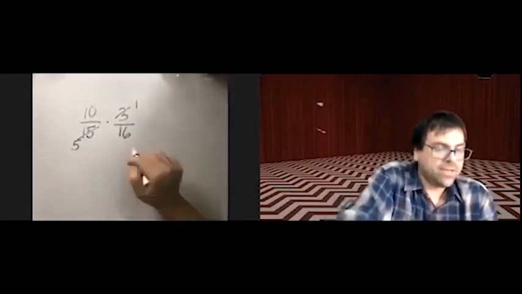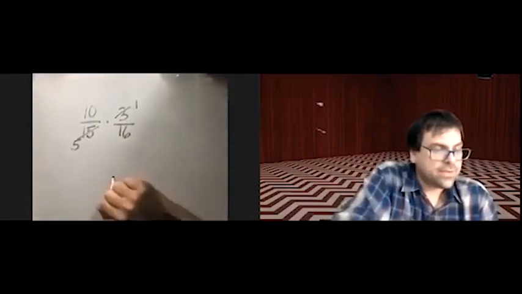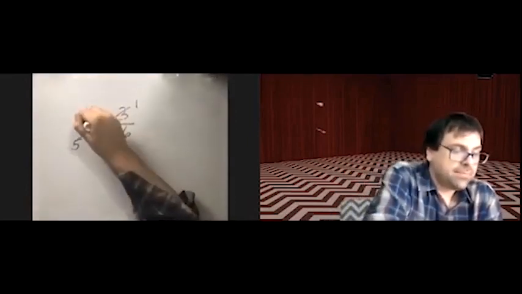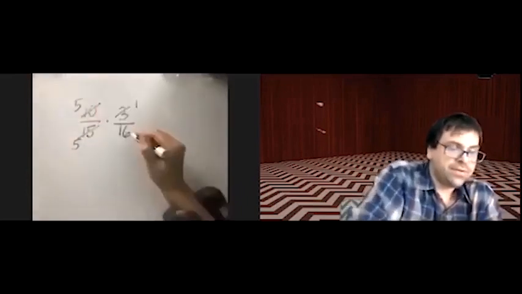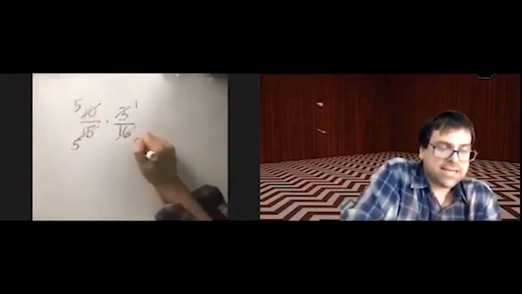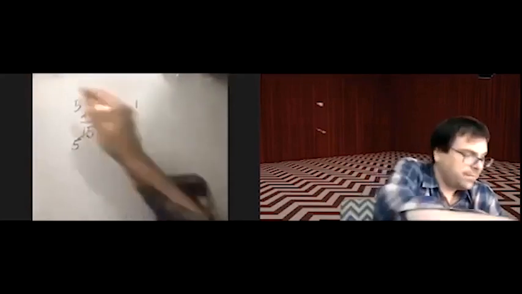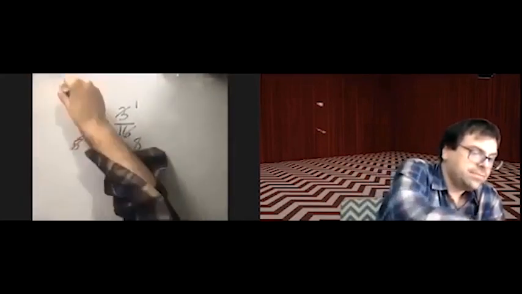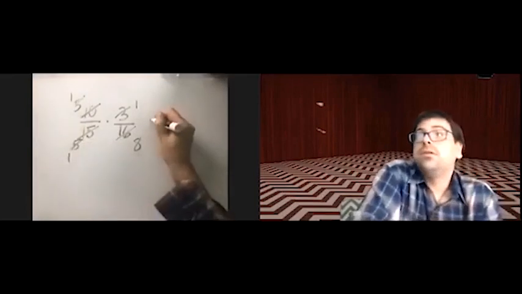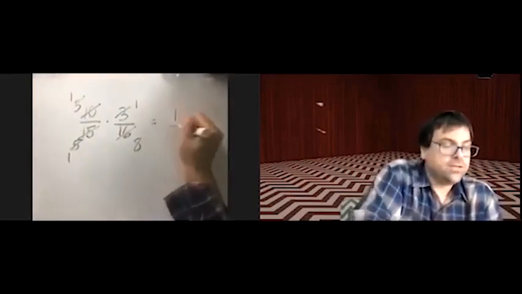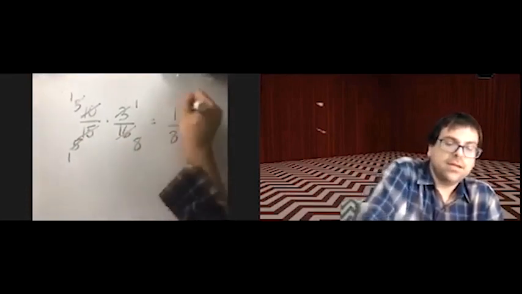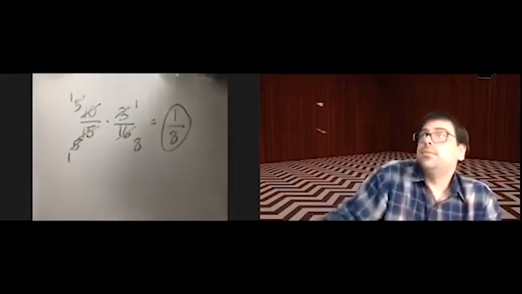We can do the 10 with either of these. 10 divided by, let's do 2. 10 divided by 2 is 5. 16 divided by 2 is 8. 5 and 5 cancel. We get 1 and 1. 1 times 1 is 1. 1 times 8 is 8. 1/8.